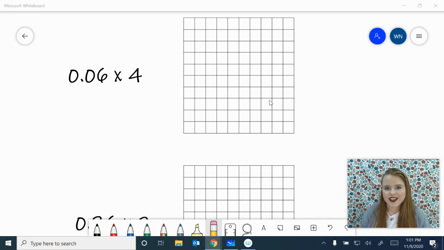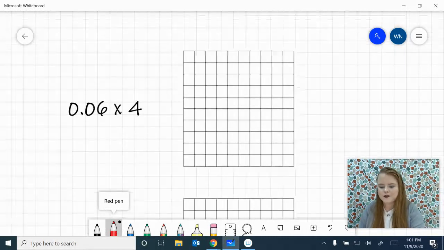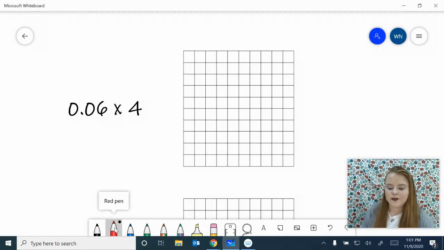Let's start multiplying. So we're going to be multiplying our decimals times a whole number using our hundreds grid. So let's jump into this first one. I've got 6 hundredths times 4. Now remember, each one of these little squares is a hundredth. So what I'm going to do is color in 6 of them 4 times. Sounds pretty simple. Let's do it.